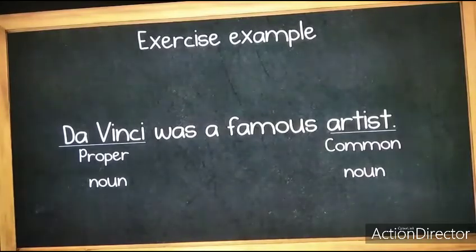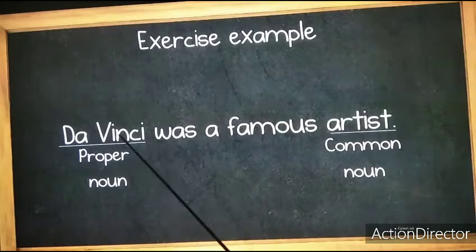This is an example of the type of exercises that we're going to be doing today. Da Vinci was a famous artist. What you need to do is underline the noun and identify it. For example, we know that Da Vinci is the name of a Renaissance artist and inventor. Therefore, we underline the word Da Vinci and we identify it as a proper noun.